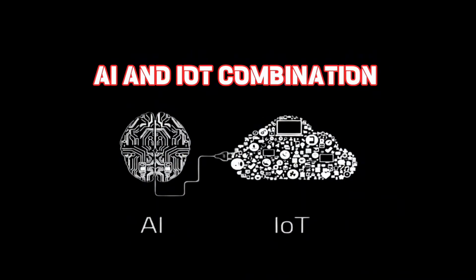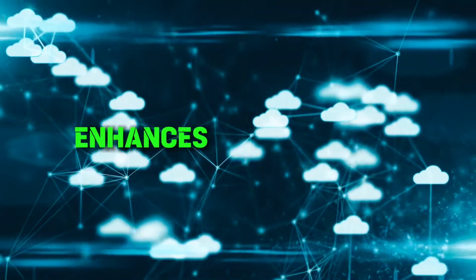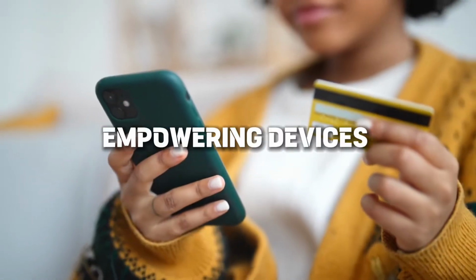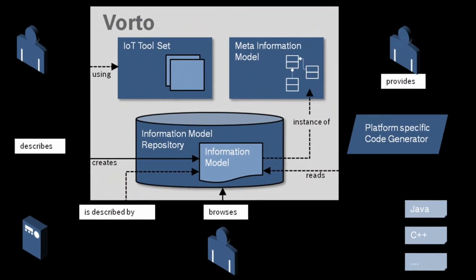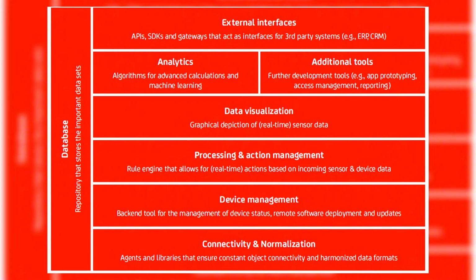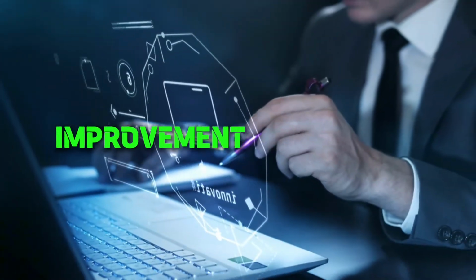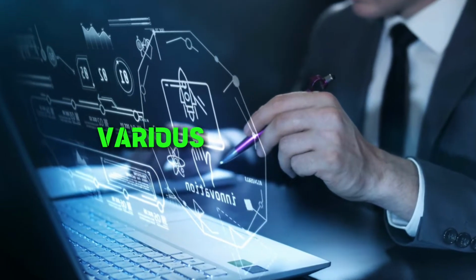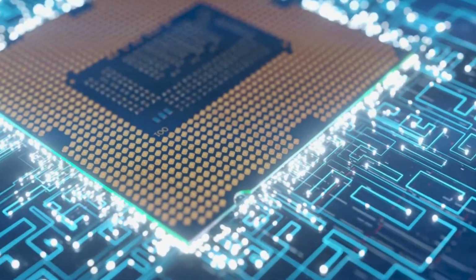AI and IoT combination. Integrating artificial intelligence into Internet of Things systems enhances functionality and efficiency by empowering devices to go beyond simple data collection and transmission. AI brings intelligence and decision-making capabilities to IoT ecosystems, allowing them to process real-world events and generate appropriate responses. IoT devices play a crucial role in providing input data for AI algorithms, contributing to the improvement of accuracy and effectiveness in various applications. Here's how AI can be seamlessly integrated into IoT systems and vice versa.